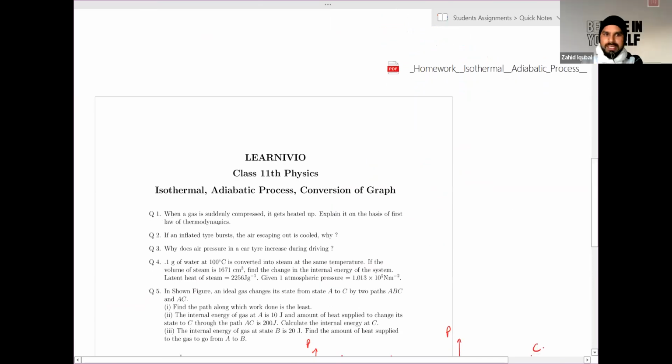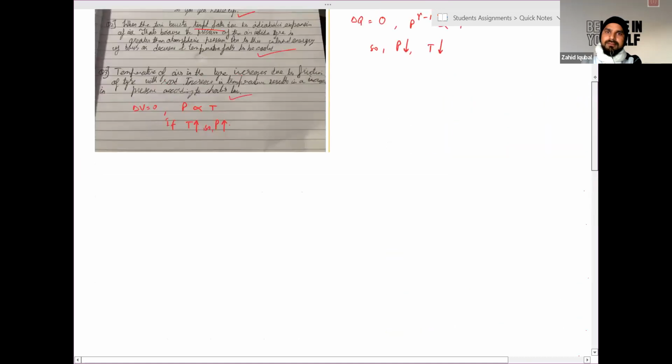The question was, when a gas is suddenly compressed, it gets heated up. Why? Only in certain compression or expansion, when the process is done very quickly or abruptly, we call it an adiabatic process. Since this is compression, work done will be taken as negative. In expansion, work done will be taken as positive. That's why I'm taking work done to be negative.